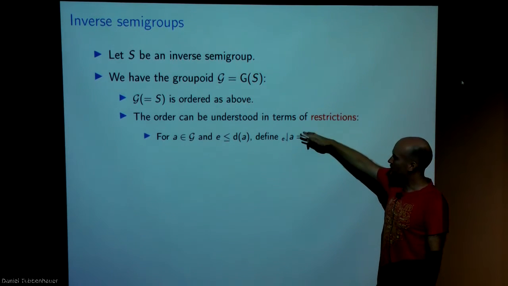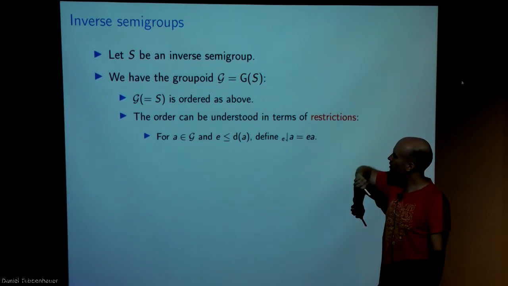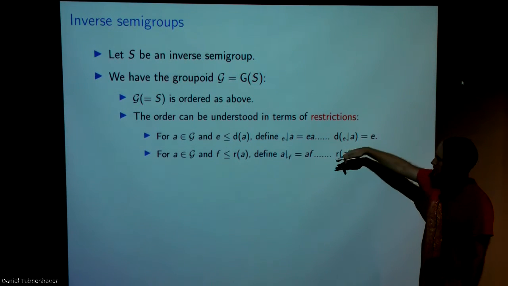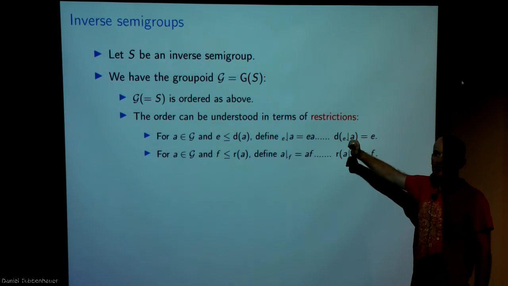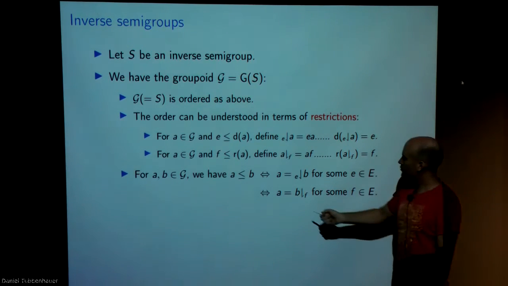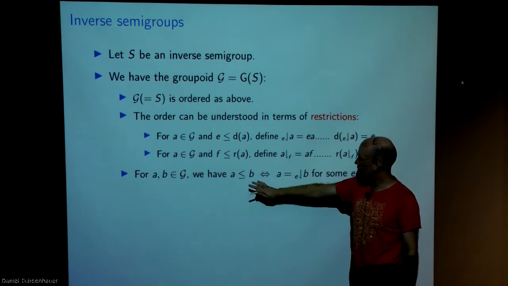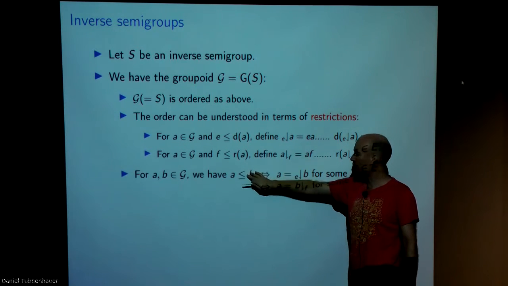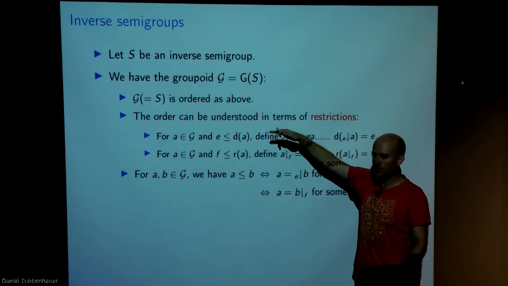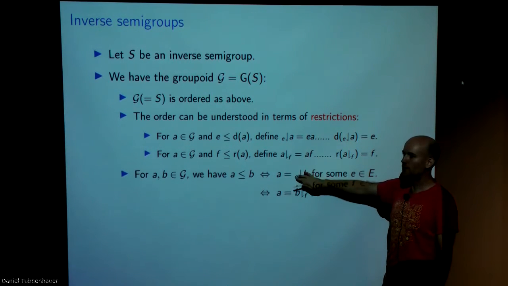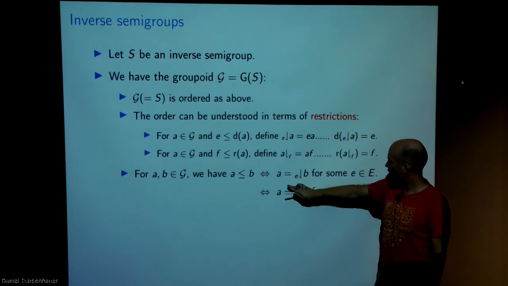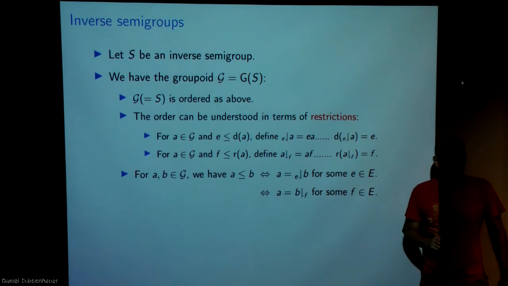Okay? And this kind of restriction and its right-handed version satisfies the axioms of an ordered category. And it turns out that A is below B in the order we defined before, precisely when A is an idempotent times B. I didn't say that idempotent has to be below the domain of A, but there's always some idempotent. If A is some idempotent times B, you can always replace that idempotent by something smaller. So A is below B precisely when it's a restriction.